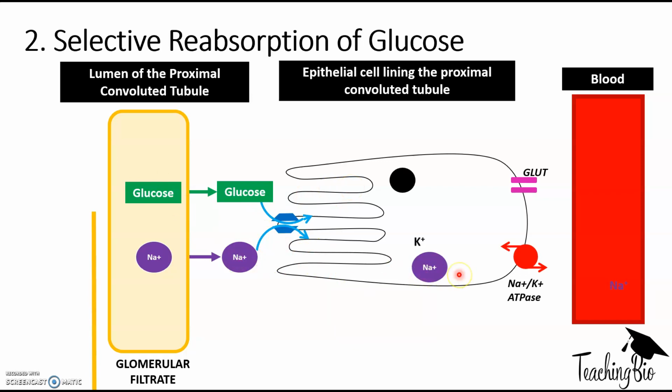So sodium moves into the cell and then uses this sodium-potassium ATPase to move back out into the blood, continuously lowering the concentration of sodium here so that more sodium can come in and with it bring glucose. And the glucose that is moved in will use our friend the GLUT transporter to move out into the blood and along, therefore being reabsorbed.